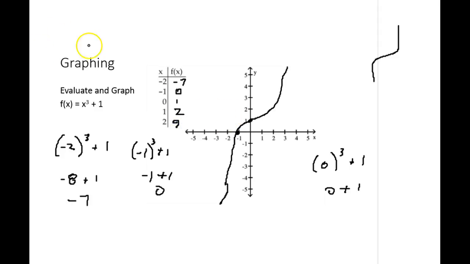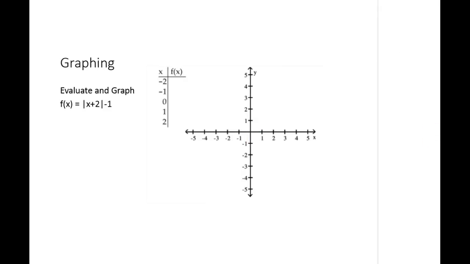I want you to understand the basic shifts. Here I had a plus 1 outside, so it shifted my snake starting at the origin up 1. Now think about this. This is an absolute value equation. It's going to be V-shaped. Plus 2 inside the absolute value sign is going to shift you left 2. The minus 1 is going to shift you down 1. So here he's going to be right there and he's going to be a V.